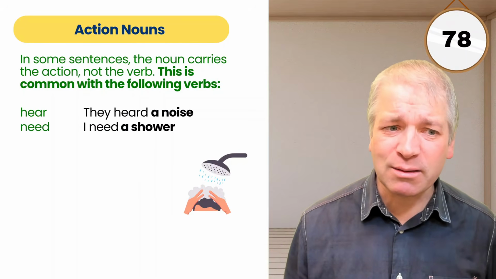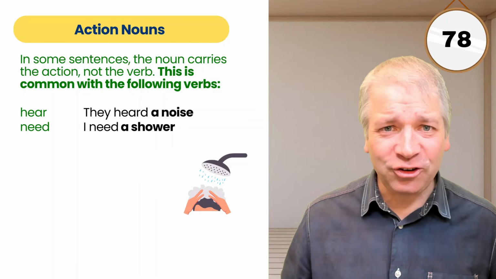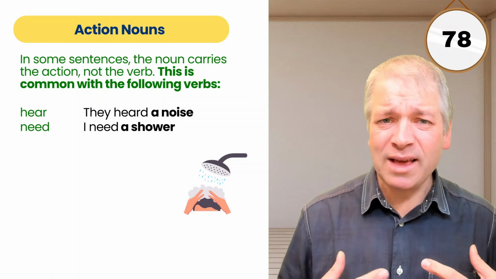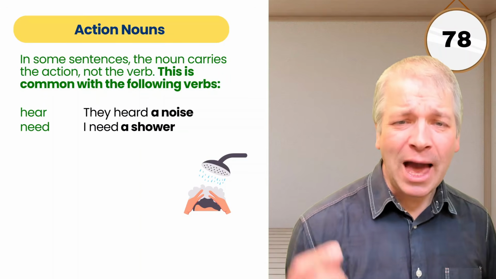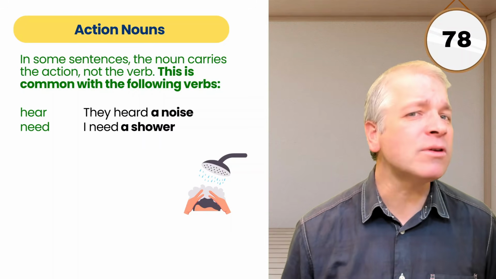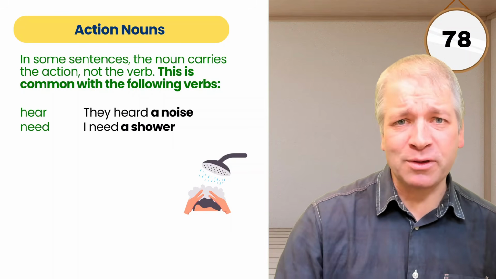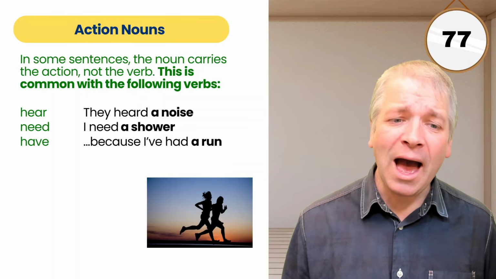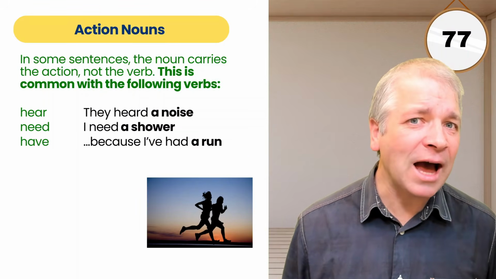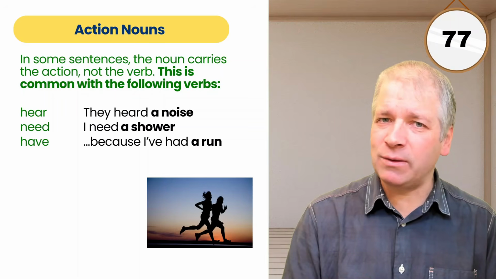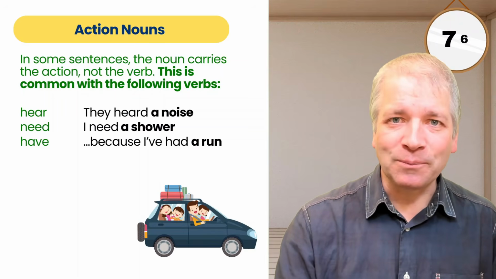It's similar in the next example. I need a shower. When we say I need a shower, the action is the shower. The shower is the activity. Need simply links the action back to the subject. Also with have. I've had a run. A run is the activity, not have.